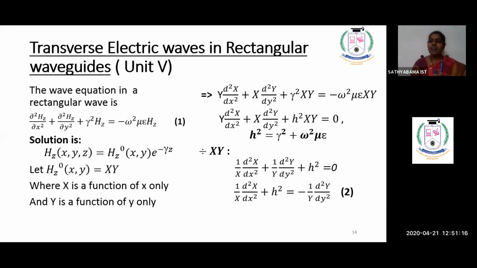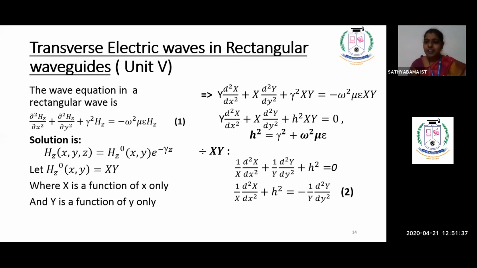So the same way of deriving. The first step is you will use your Maxwell's equation and you will get a wave equation. That wave equation is what I have written as equation number 1: del square E equal to gamma square E, or del square H equal to gamma square H. That del square H is what we have expanded here.